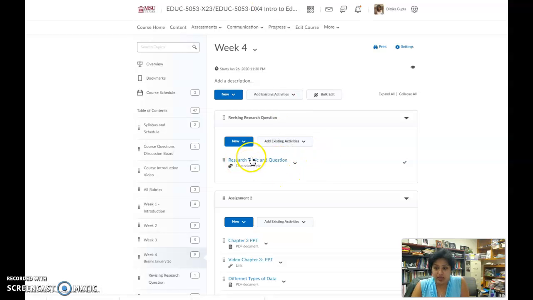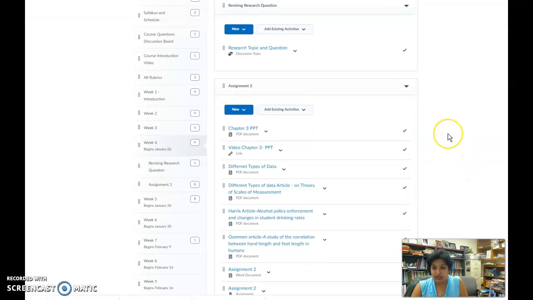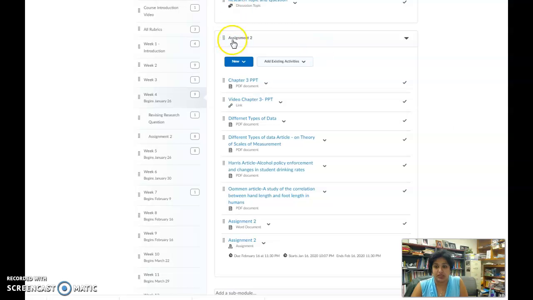So week 4, again, we are going to continue with our research topic and the question about it. If you have already got it to where you need it to be, you don't have to worry about it. If not, the discussion continues over here. Look at the schedule for the due date. I think this is the last week that you can post and receive feedback, and also provide feedback to 2 of your peers. So the other thing that you are doing this week is assignment 2.